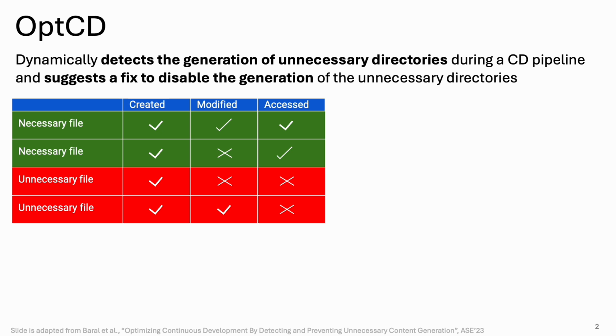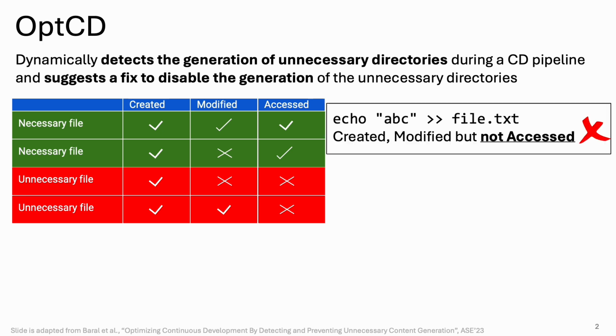This table summarizes the rule to classify a file as necessary or unnecessary. As shown in the table, a file is unnecessary if it is never accessed during a CD build. Let me give you an example of how a file can be necessary or unnecessary. Suppose this echo command is run and the output is redirected to a file called file.txt. In this case, file.txt is created and modified to write the content ABC into it. However, this file is not yet accessed since there is nothing else running after this command. So file.txt is an unnecessary file.